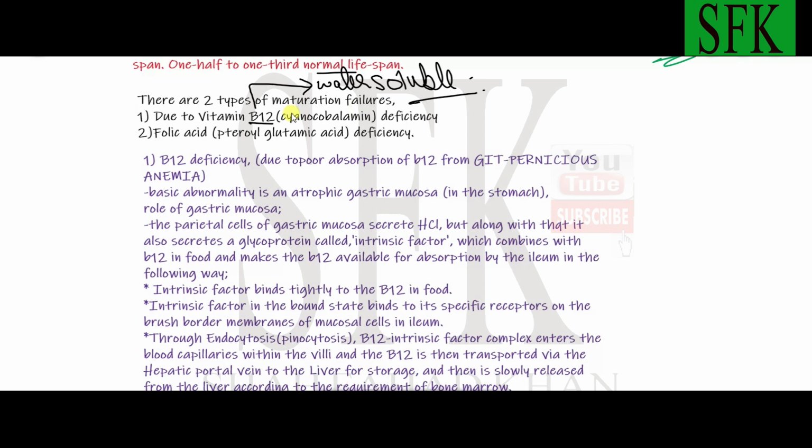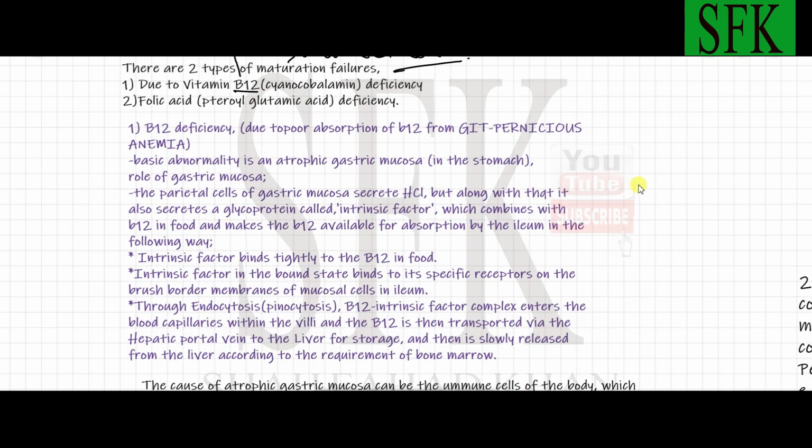First, it might arise due to a lack of vitamin B12 in the diet, or vitamin B12 might be present in the diet, but it is not absorbed efficiently in the intestine. So this is the first maturation failure, and the second maturation failure is also related to the gastric mucosa, due to which both of them cannot be absorbed, and so again leading to maturation failures. Now we are going to talk about them one by one in detail.